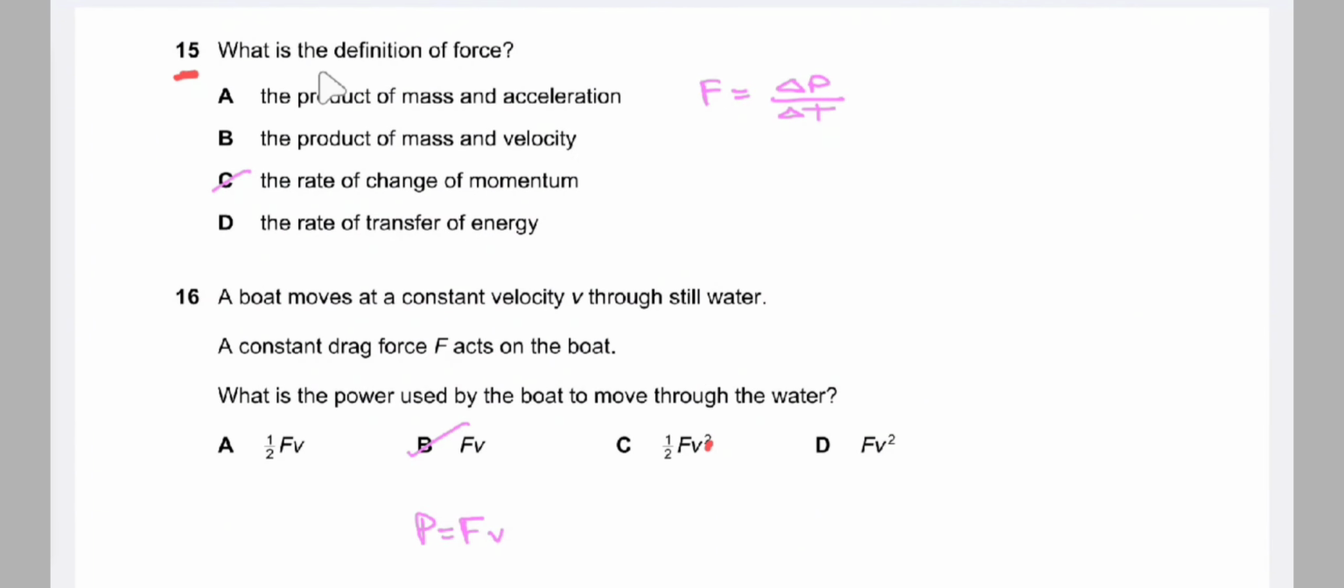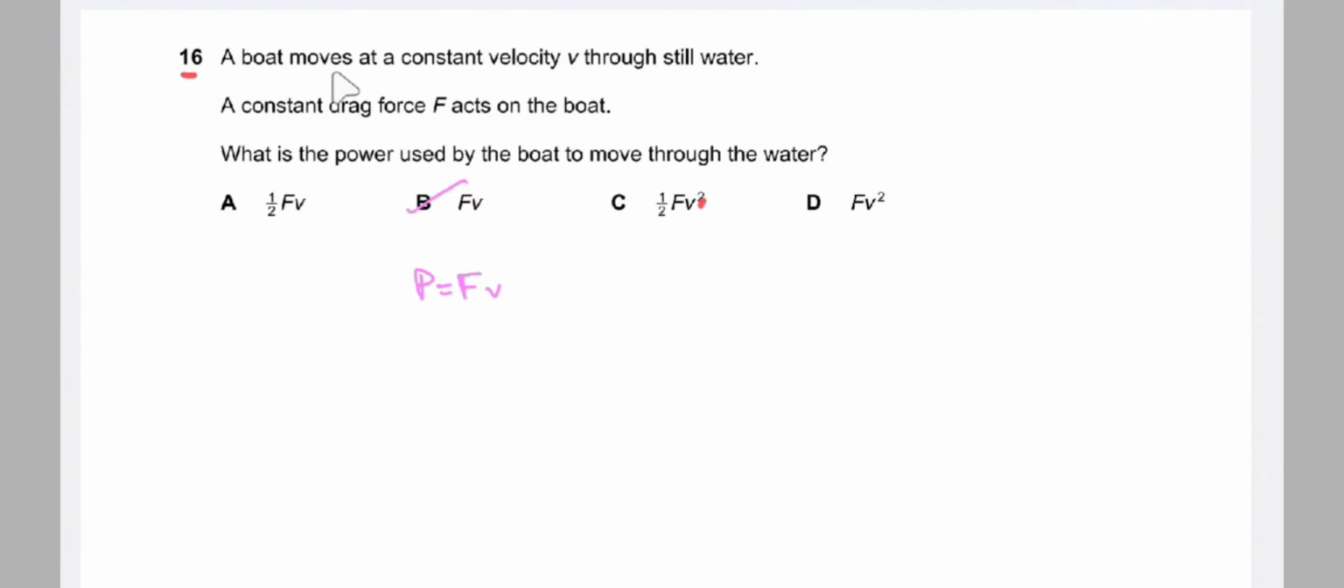Number 15. What is the definition of force? Force is the product of mass into acceleration. Also, the force is equal to the rate of change in momentum. So when you are asked to write the definition, you have to choose the rate of change in momentum. So the correct statement would be C.